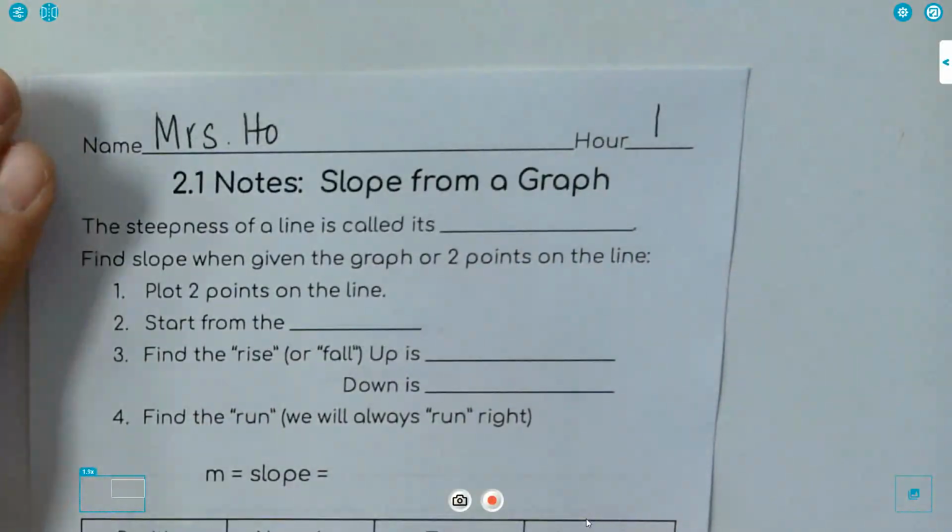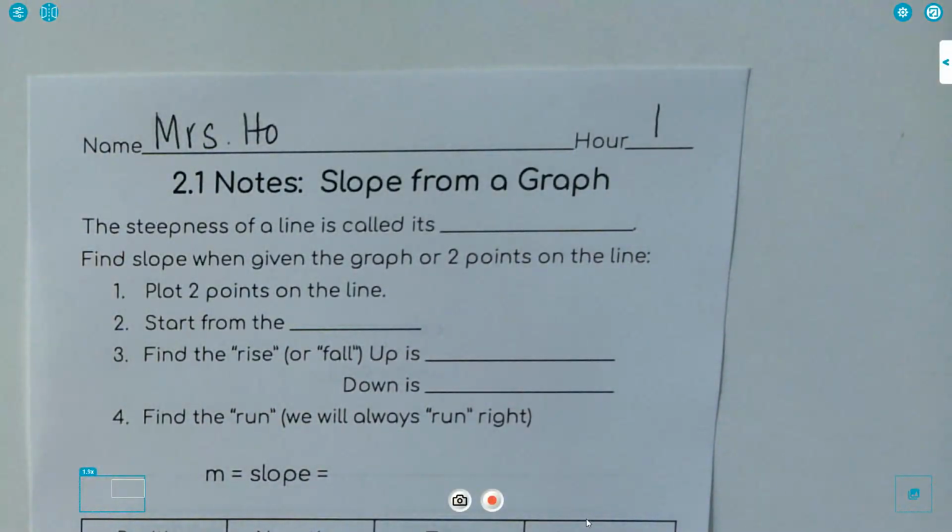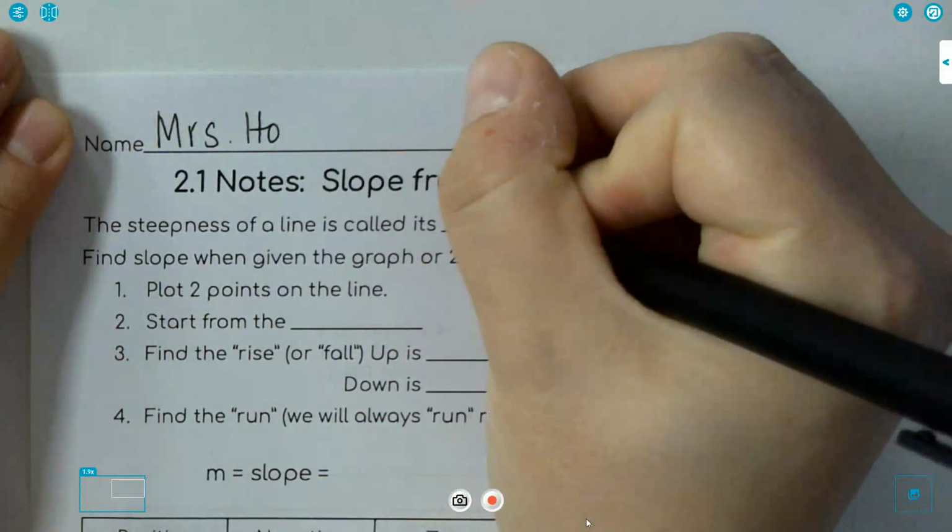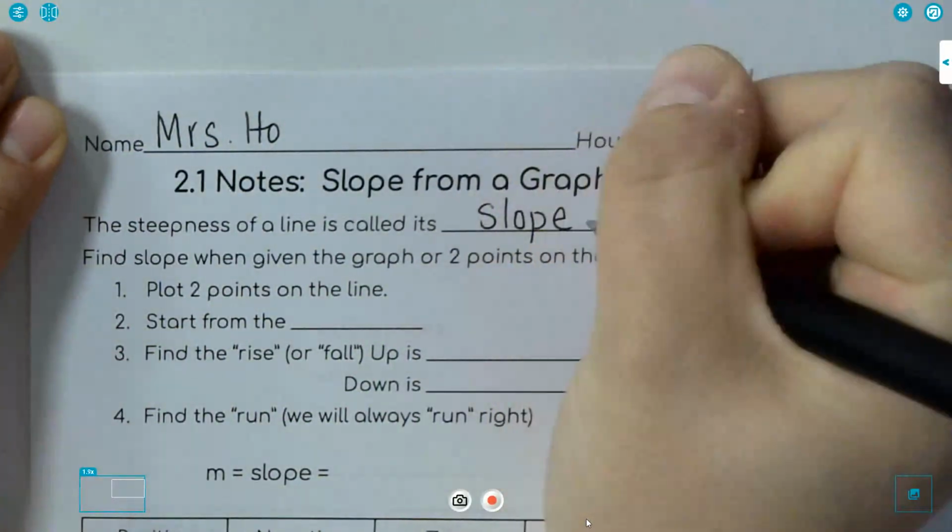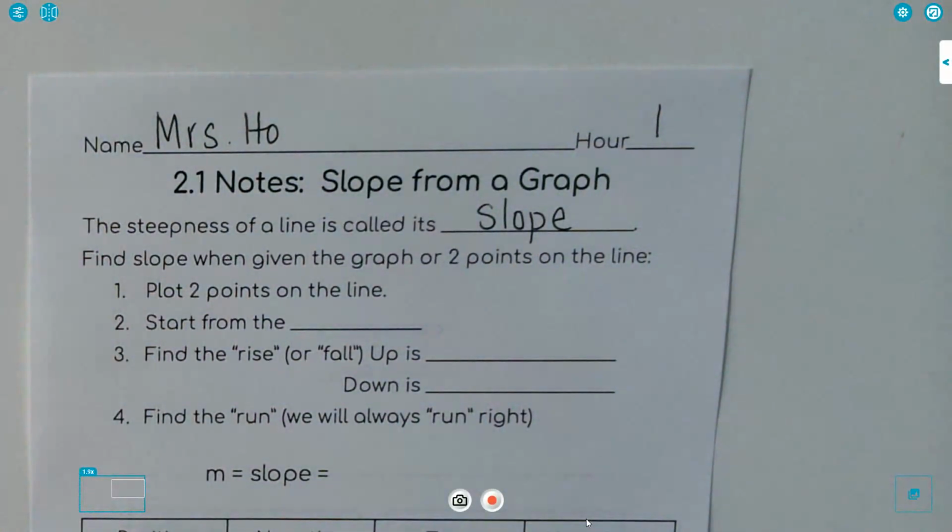Okay, the steepness of a line is called its slope. We are spending the whole week on slope. Today, we're looking at graphs. Tomorrow, Wednesday, whatever day I see you, we are looking at a table. And then Friday, we will look at two ordered pairs. So by the end of the week, you will know how to find slope in 3 different ways. For today, we are just starting with one representation.